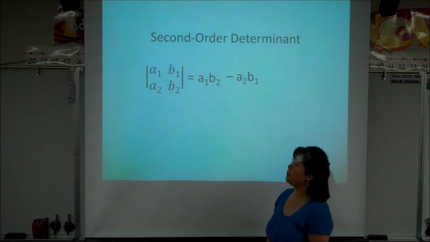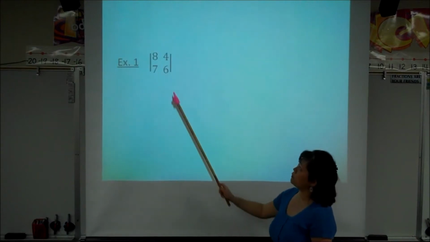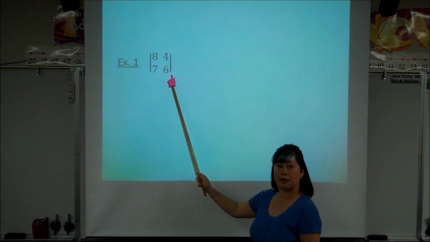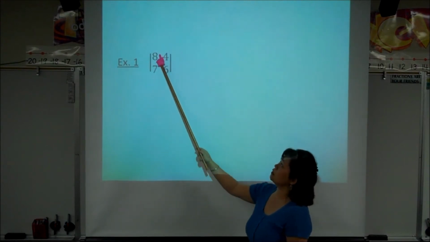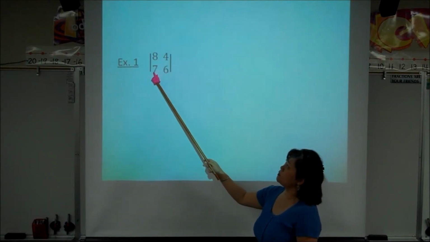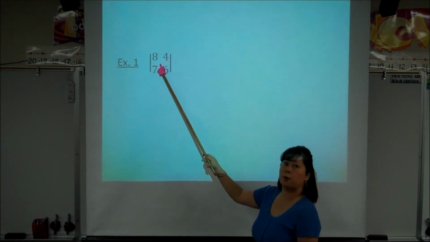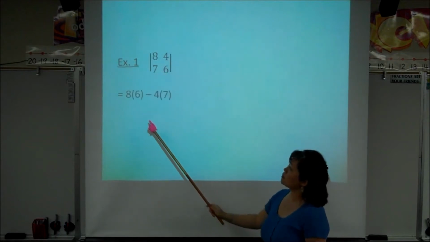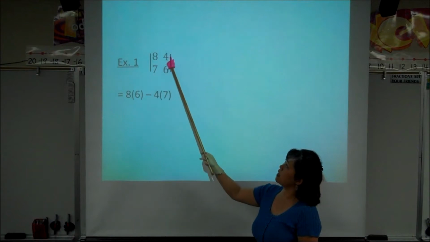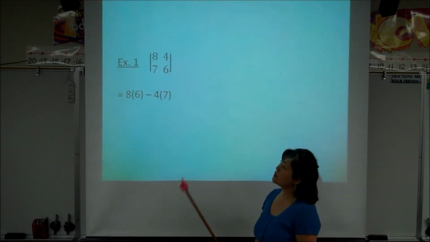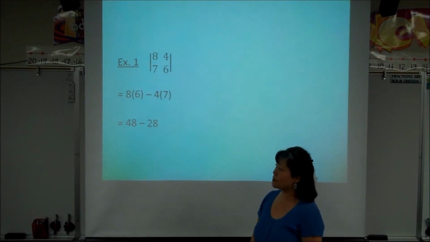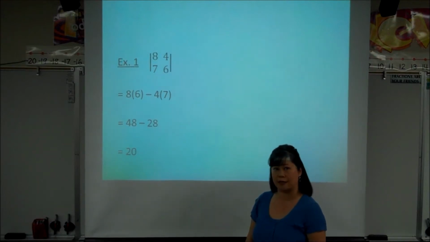So now let's try an example. In the first row I have 8, 4, and in the second row 7 and 6. We're going to multiply across like we did before. So this is 8 times 6, and then we subtract from it 7 times 4. Okay, so that is our setup. 8 times 6, subtract 4 times 7. That's what we have. And then we simplify that. So that becomes 48 minus 28, and we continue to simplify, and you get 20 as your final answer.